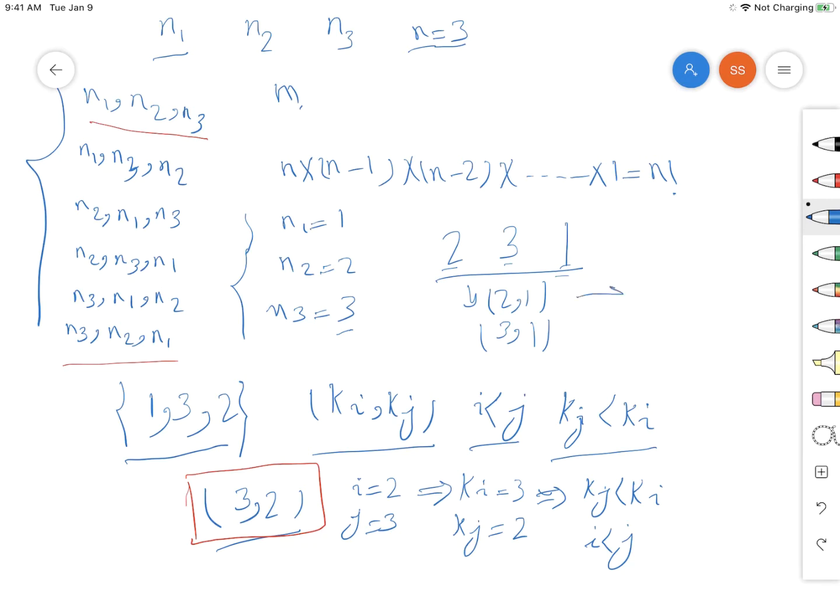If we sort this array, easily we see that it is a sorted array: 1, 2, and 3, and there is no inversion in this array. So that's the relation of inversions to a sorted array.